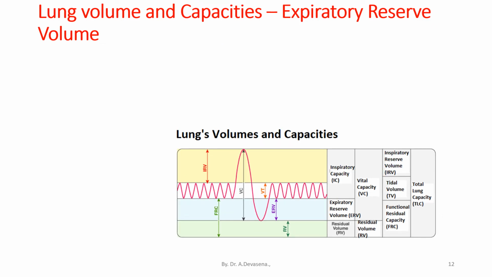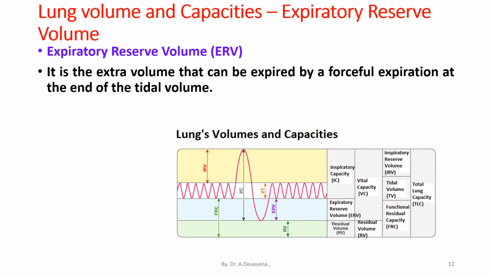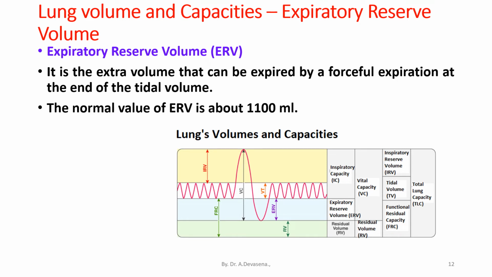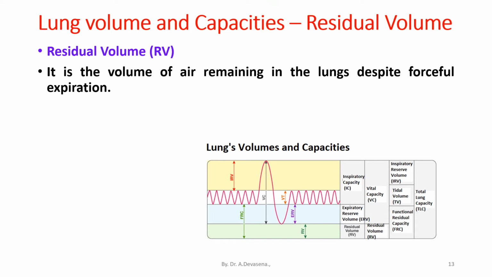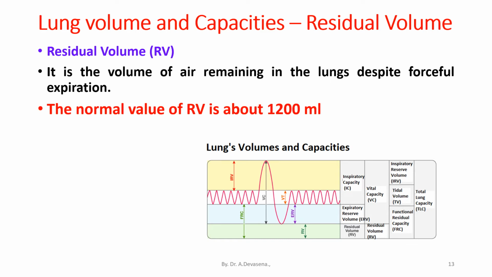Expiratory reserve volume, ERV. It is the extra volume that can be expired by a forceful expiration at the end of the tidal volume. The normal value of the ERV is about 1100 ml. Residual volume, RV. It is the volume of air remaining in the lungs despite forceful expiration. Its normal value is about 1200 ml.